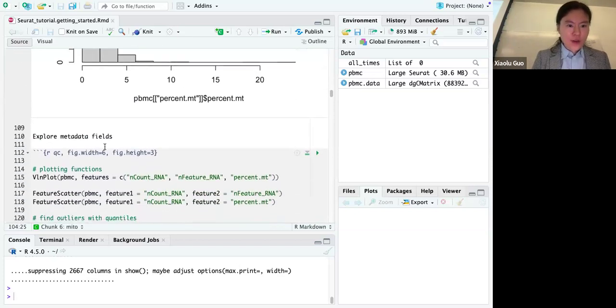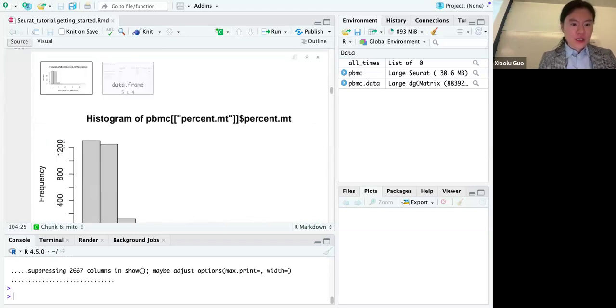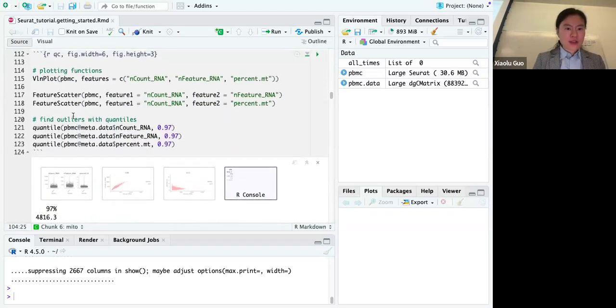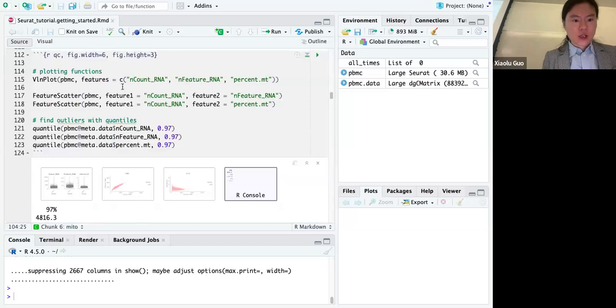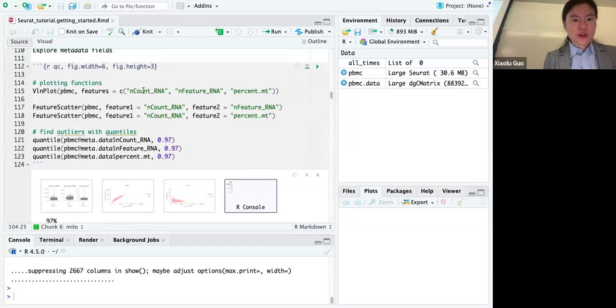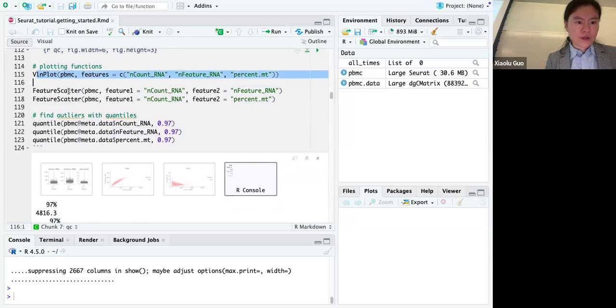Okay, and so now we have this mitochondrial distribution. And next, what we want to do is see the distribution for mitochondria mRNA, and also the number of features, as well as the count, the total count. And so the total count, just a reminder, is the total mRNA molecules. The number of features is the total number of non-zero, expressed genes. And then we can plot those.